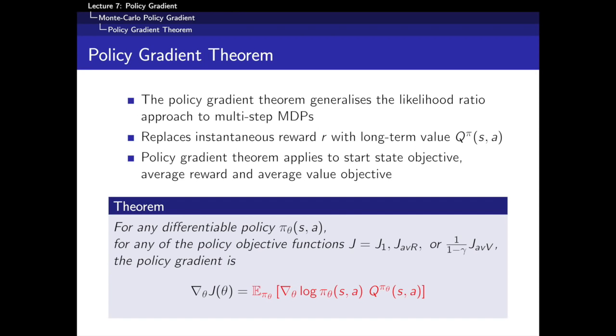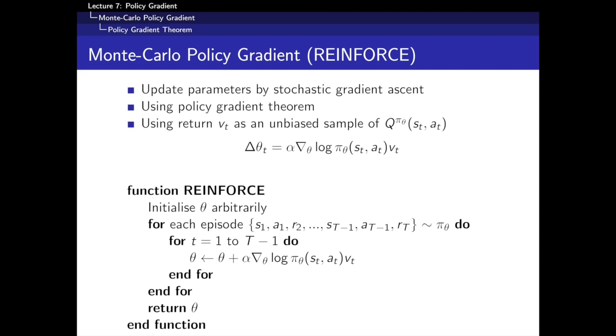Let's consider the simplest way to actually use that now to make an algorithm. We call this the Monte Carlo policy gradient, which is roughly the same as a really old, well-known algorithm called REINFORCE. The idea is to update the parameters by stochastic gradient ascent. So we're going to get rid of that expectation now and just do something very practical. We're going to use the policy gradient theorem and just sample that expectation. The term which appeared in the policy gradient theorem was this Q. So let's just sample Q. Let's just estimate Q by using the return as an unbiased sample of this Q.